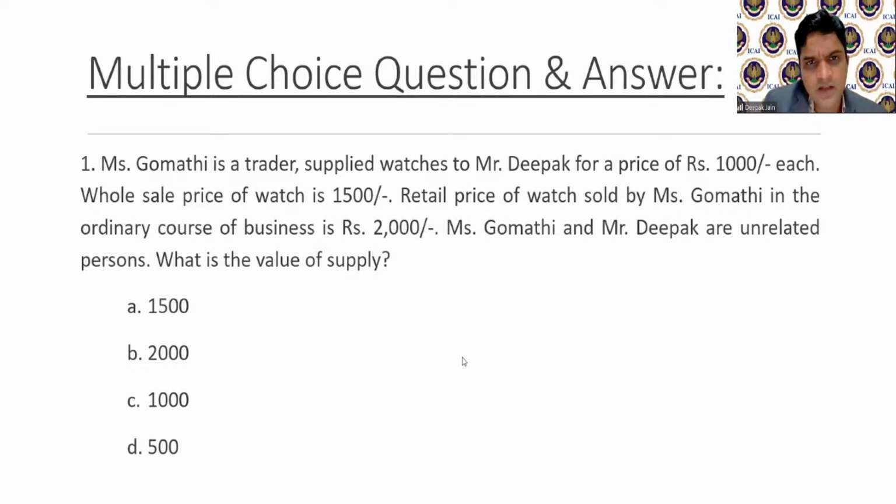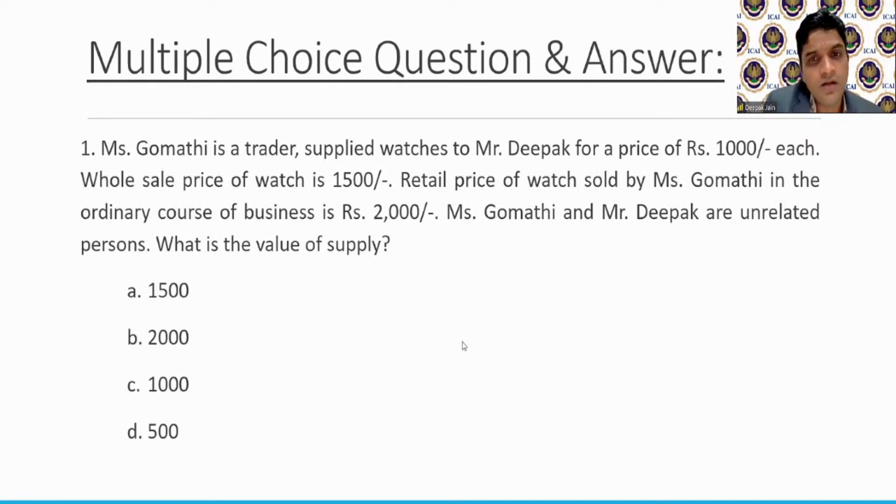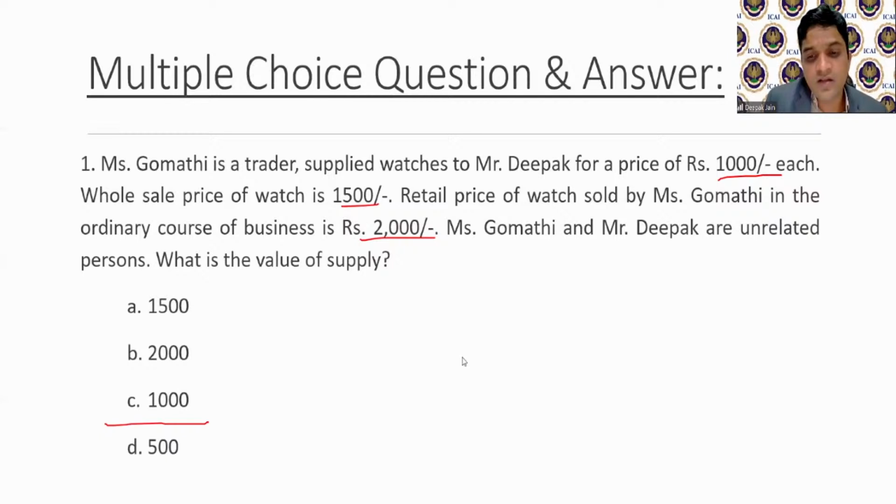Okay, B and C. Few people are saying A, lot of varied answers. It is very simple. This price is the wholesale price and this is the retail price. What did we say? Whatever is the price charged, is it between unrelated persons? Yes, this is between unrelated persons. Is price the sole consideration? Yes, price is the sole consideration. What is the price? Price is 1000 rupees. So the correct answer is 1000 rupees. Okay, no doubts in this, right?